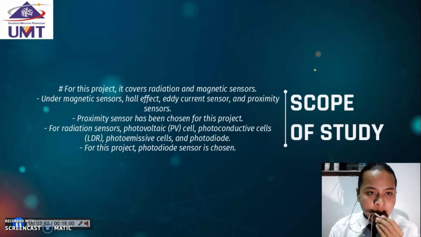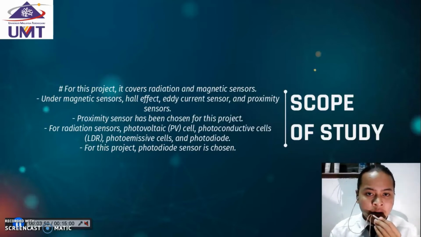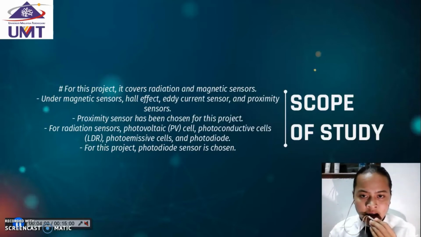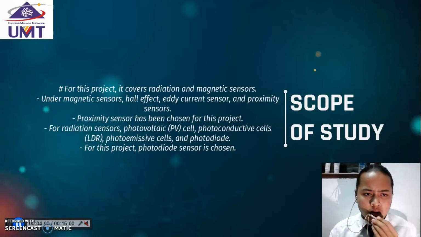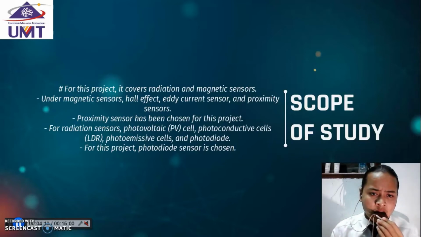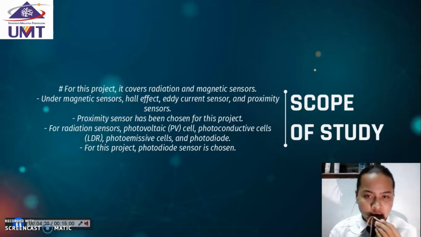For the scope of study, this project covers radiation and magnetic sensors. Under magnetic sensors are the Hall effect, eddy current sensor and proximity sensor. The proximity sensor has been chosen for this project. For radiation sensors, there are photovoltaic cell, photoconductive cell, photoemissive cell and photodiode. For this project, the photodiode sensor is chosen.